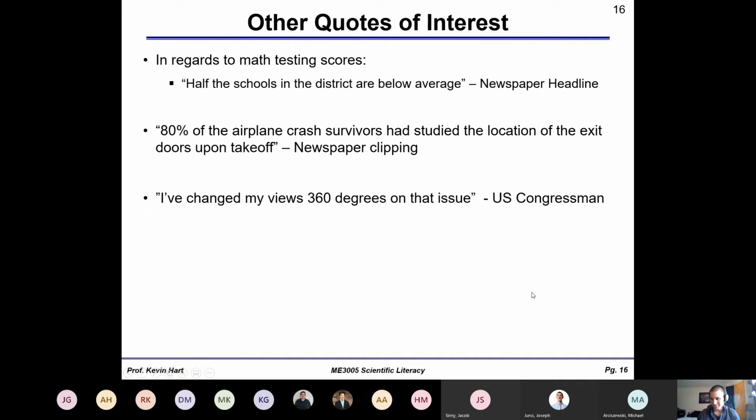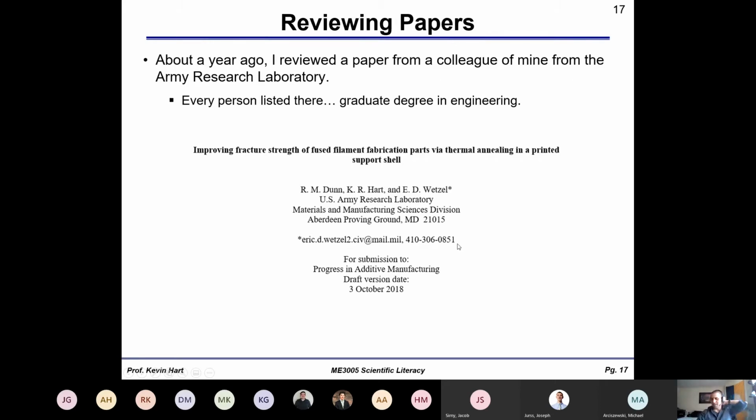All right, next, this is my favorite. U.S. Congressman: "I've changed my views 360 degrees on that issue." 360 degrees, right? So everybody stand up, okay? Rotate 360 degrees. You're facing the same direction, okay? So if you've changed your views 360 degrees, you've changed your views nothing. Okay, silly, but funny.